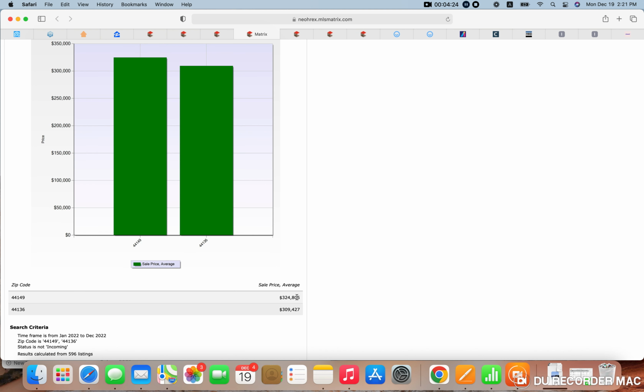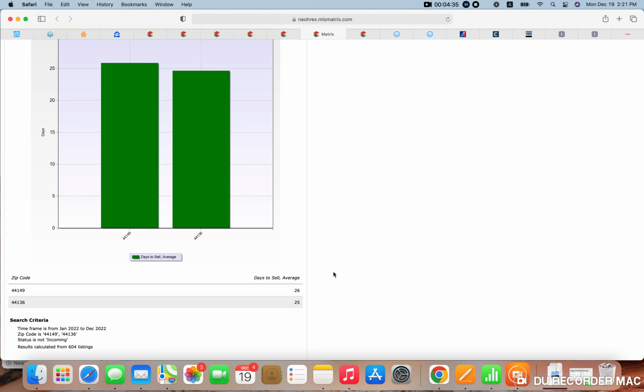That's the difference in price, is that $15,000. It's just going to be a larger home that is selling on average this year on the west side of Strongsville. After that, the thing that I wanted to look at was the average days to sell.